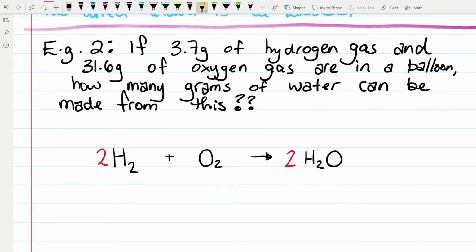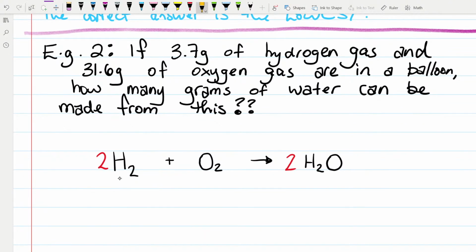Now, we could get going from here, but I always find it helpful to look at molecular weights. We know that this is 2 hydrogens, and each hydrogen weighs 1.01 grams per mole. We could do 1.0079, but I'm just going to do 1.01. And so that means this weighs 2.02 grams for every mole. So a mole of hydrogen gas weighs 2.02 grams.